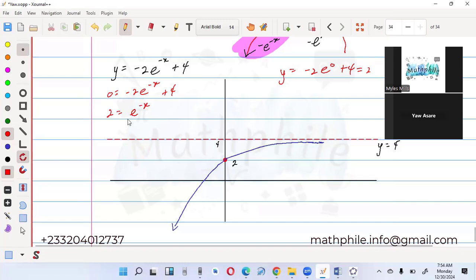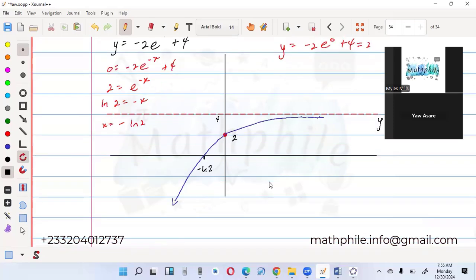Is that okay? Yes. So ln 2 is equal to negative x. Then we can say that x equals negative ln 2. So this one will be negative ln 2. And that ends the sketch. Is that okay? Yes. Okay. So you can copy these ones down.